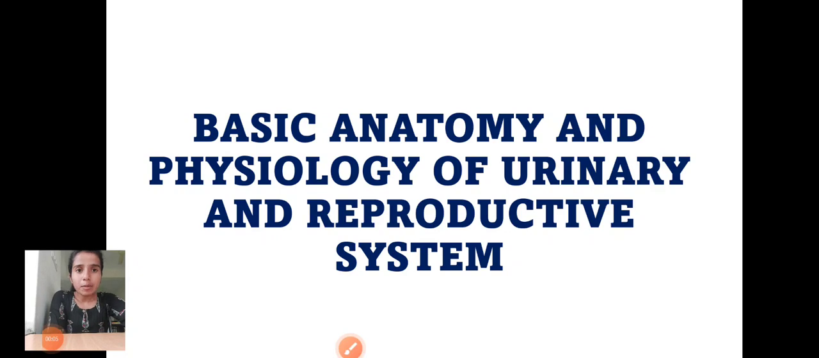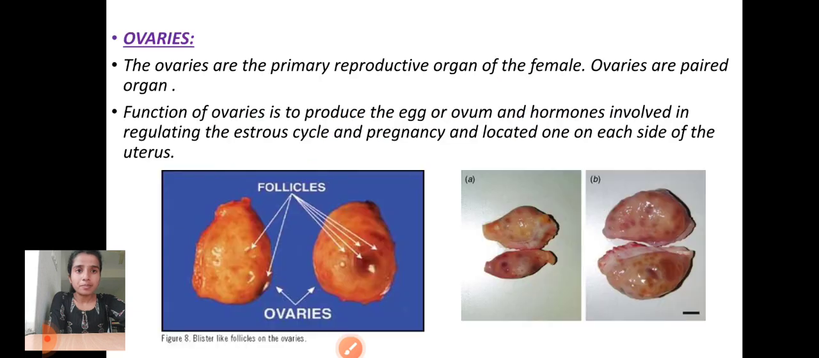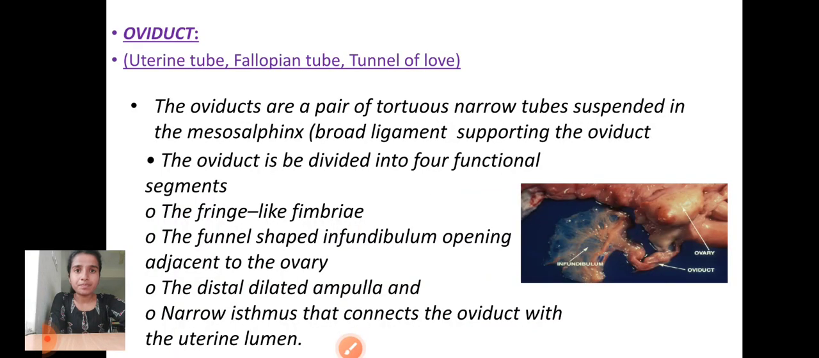Now let's discuss the basic anatomy and physiology of the urinary and reproductive system of the cow. The female reproductive system consists of the ovaries. The ovaries are the primary reproductive organ of the female. Ovaries are paired organs. The function of ovaries is to produce the egg or ovum and hormones involved in regulating the estrous cycle and pregnancy. These are located one on each side of the uterus.